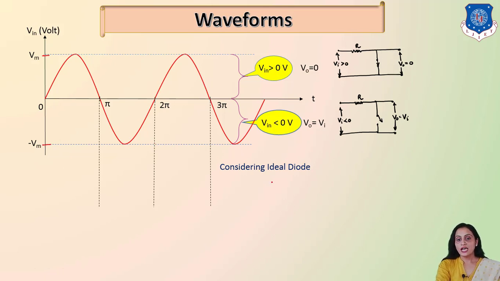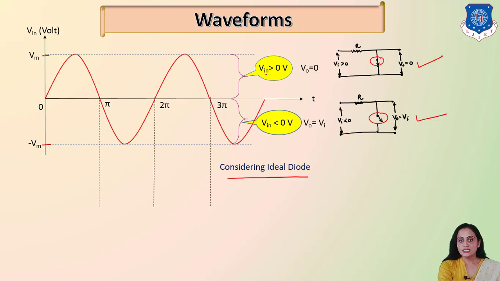As we are considering the ideal diode, the diode equivalent circuit is shown with the switch closed and the switch open. These are the two equivalent circuits of this parallel clipper: one for the positive half cycle, and the other for the negative half cycle.